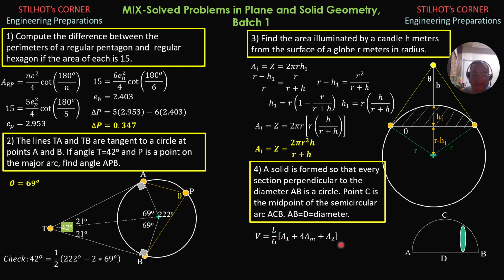So area 1 and area 2 are 0. Area of midsection is pi over 4, diameter over 2 square. And L is the diameter. So volume equals D over 6, quantity 0 plus 4 times pi over 4, D over 2 quantity square plus 0. So this would be D over 6 times pi D square over 4, and that is pi over 24 diameter cube. So that's it for this video.